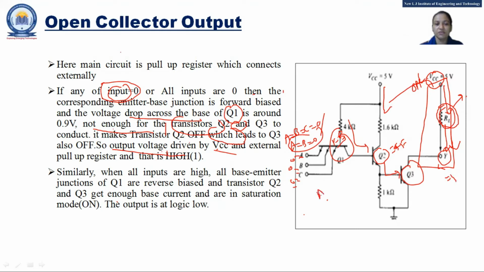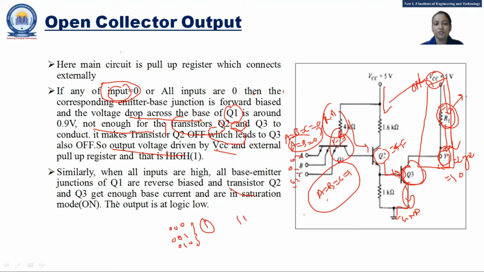Now the other case: if A = B = C = 1, that puts Q1 in reverse bias. So through the emitter, Q2 and Q3 get enough current, they come into the saturation region, and are connected to ground. So our output is logic 0. So if any input is 0, we get the output as logic 1, and if all the inputs are 1, we get the output as logic 0. This is how the open collector output works.